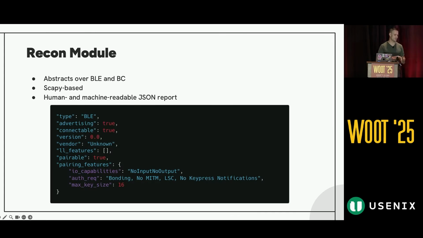And this module now abstracts over BLE and Bluetooth Classic. It is mostly Scapy based, and it produces, as I said before, a human and machine readable JSON report, of which you have an example here. So this is just a subset; the full report is actually quite long. But you can see the possible link layer features, pairable and pairing features. We basically tell you if it's supporting authentication, LSC, which is legacy security, and the key sizes, to which we will come back later.